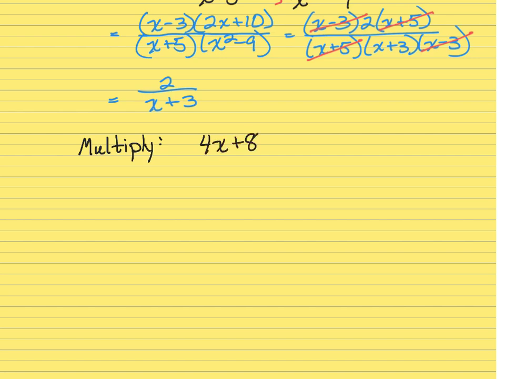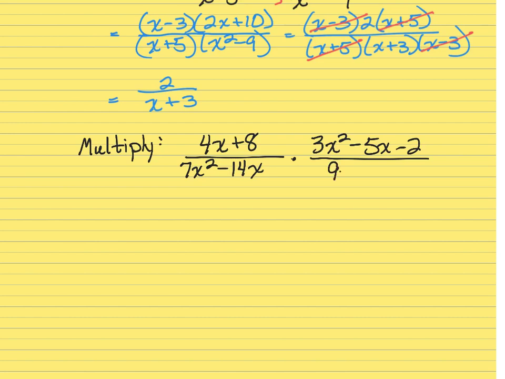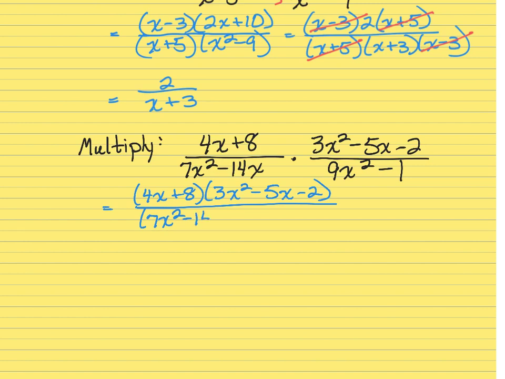4x plus 8 over 7x squared minus 14x, all of that times 3x squared minus 5x minus 2 over 9x squared minus 1. All right, so the multiplication is actually just accomplished by writing the top times the top on the top of the fraction over the bottom times the bottom. Right? And we've done the multiplication.